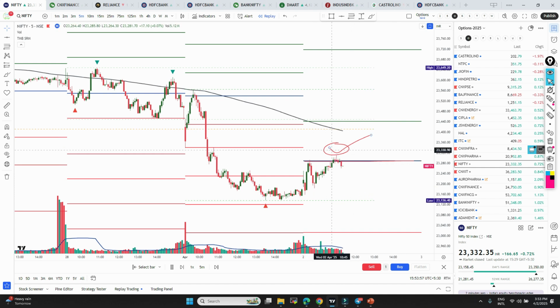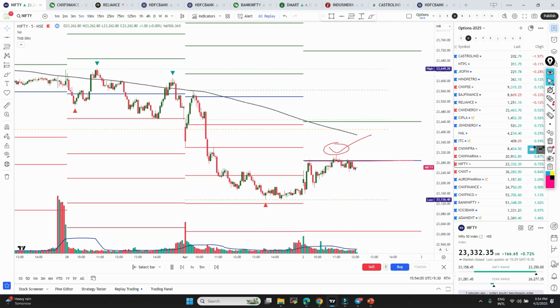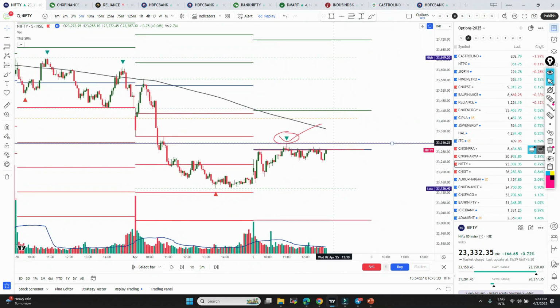So this made a high. This is the CPR. Nearby the CPR, the fractal also formed, or is going to form. See, now the fractal formed, right? Next time when it comes here, we have to mark here. Here we can see the retracement.